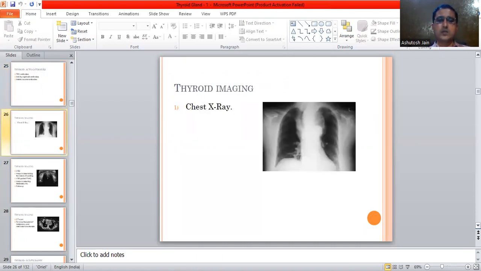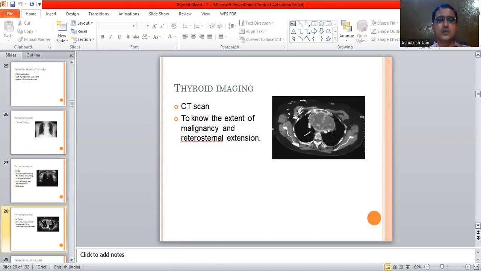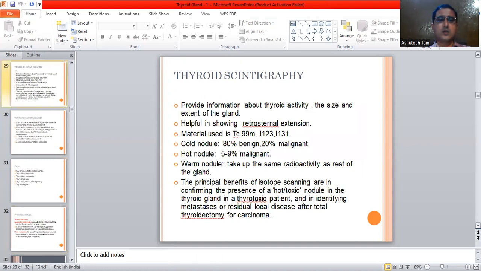Thyroid imaging. First is chest X-ray. Second is ultrasonography, which helps in determining the nature of the swelling. Ultrasonography guided FNAC helps in detecting metastatic lymph nodes, and then the follow-up. CT scan to know the extent of malignancy and retrosternal extension. Thyroid scintigraphy provides information about thyroid activity, the size and extent of the gland, and helps in showing retrosternal extension.